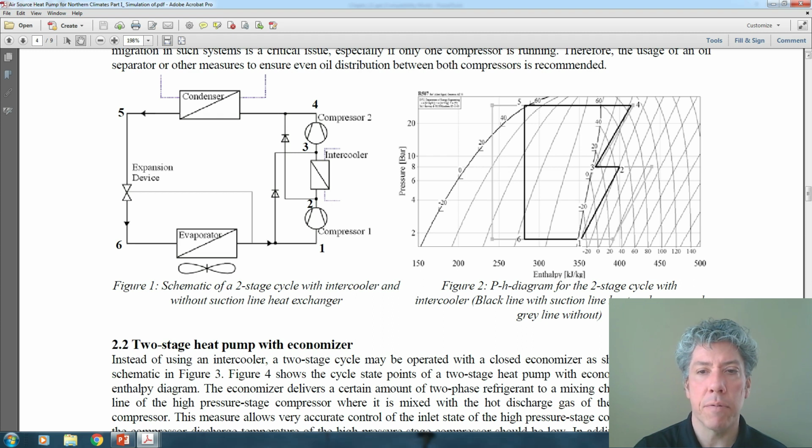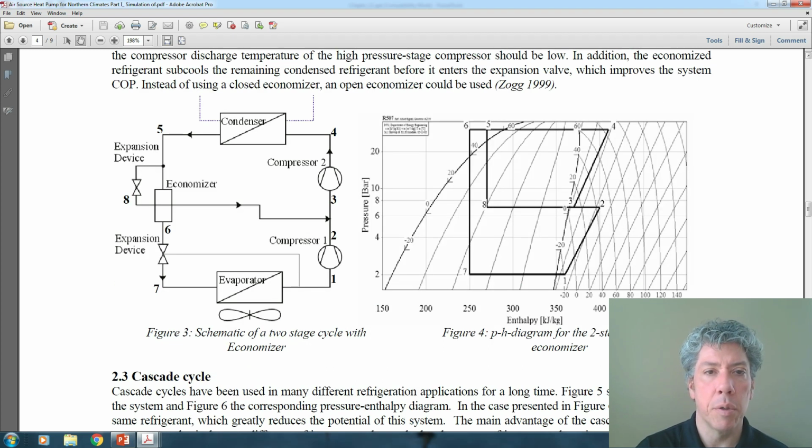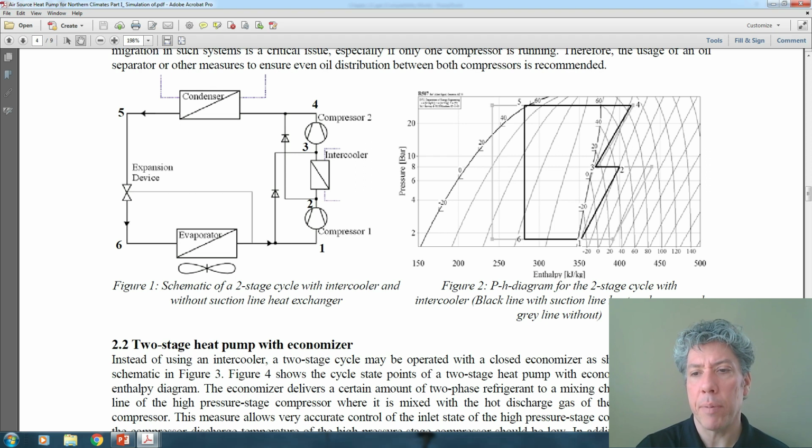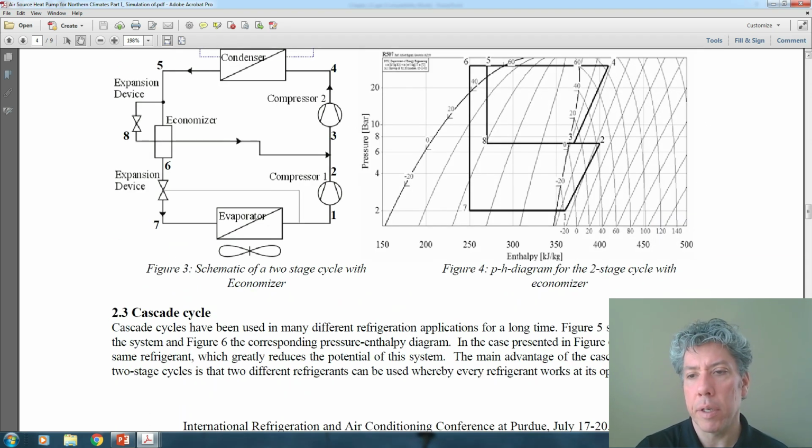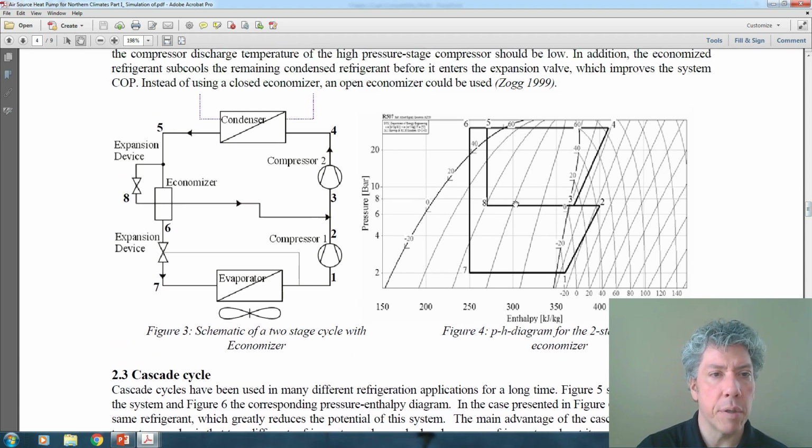It's a pH diagram for a two-stage with intercooler. I don't remember the details. You can read the paper. I just wanted to point out that since we're at Purdue, there is ongoing research and work being done in this topic. What I really wanted to show you was this one.